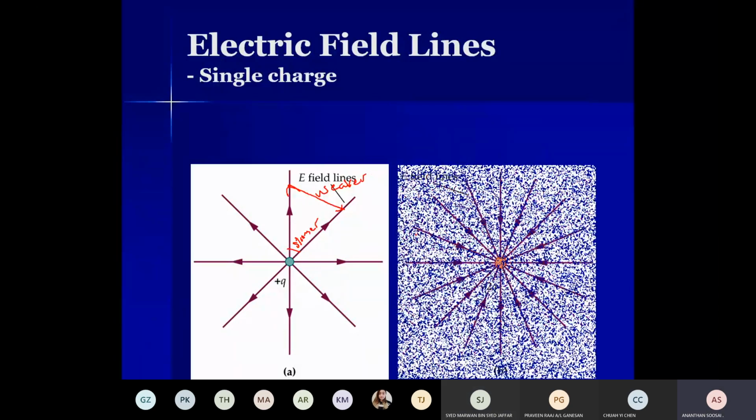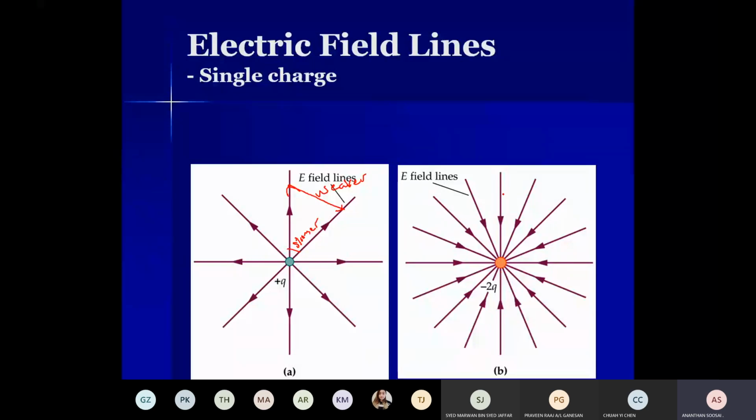Same thing for a negative charge, the lines go inward, but it's -2Q, so the field should get stronger. How do you show the field is stronger? You draw more lines, more denser compared to the positive Q. Positive Q is 1 magnitude, -2Q is 2 magnitude. In the exam, they'll ask you to sketch the pattern. They'll tell you maybe positive Q, this is the pattern. If positive 2Q, how's the pattern? You need to increase more lines, it should be more denser.